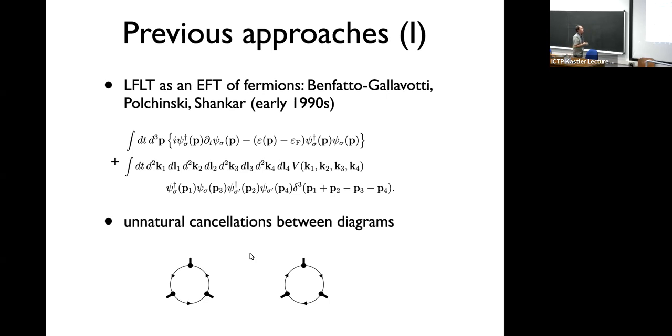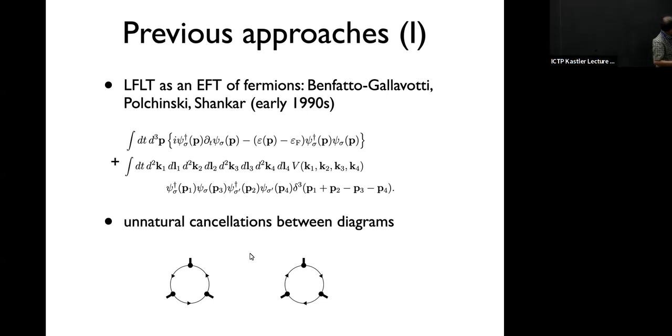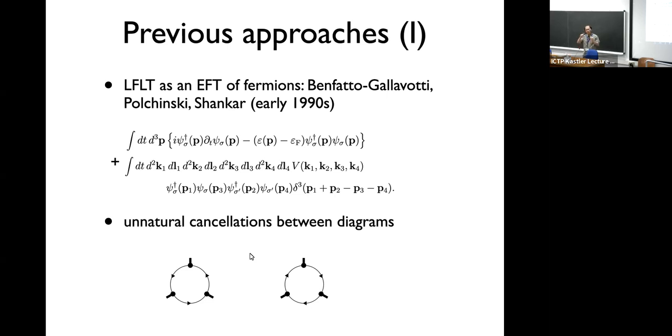It looks like an original Hamiltonian, but one has to interpret this V as some effective interaction. So the idea is pretty simple: there is some effective interaction that gets renormalized as one goes into the infrared.